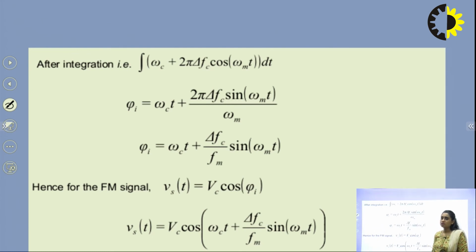Now if I want to see how much is the change in complete angle because of the frequency, what do I have to do? To remove the dt term, I have to do integration. I want to actually see what are the parameters on which my frequency and phase depend. Integrating it will help me achieve that: integration of omega c will give omega ct. Integration of this will give me 2 pi del fc cos omega mt. It will remove the d by dt of angle, right? So this is the integration of my equation.